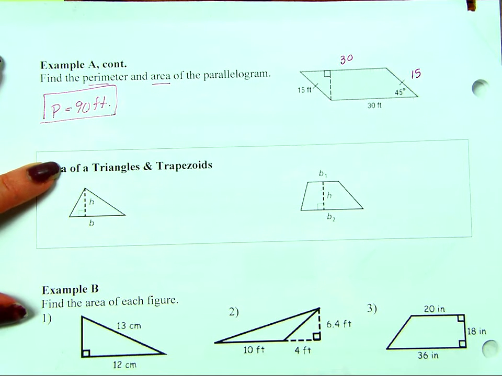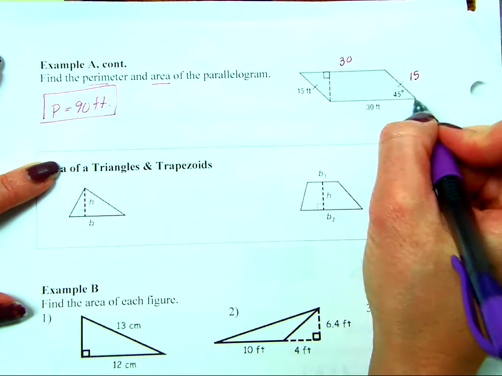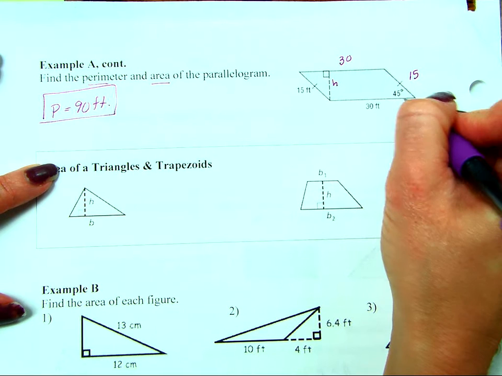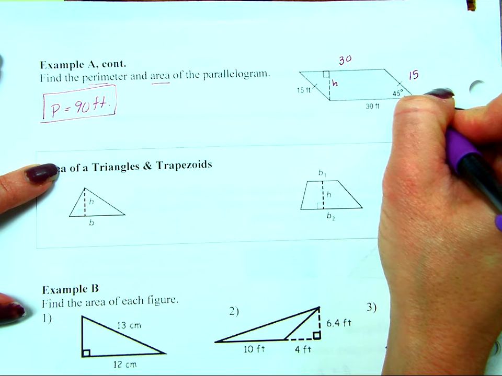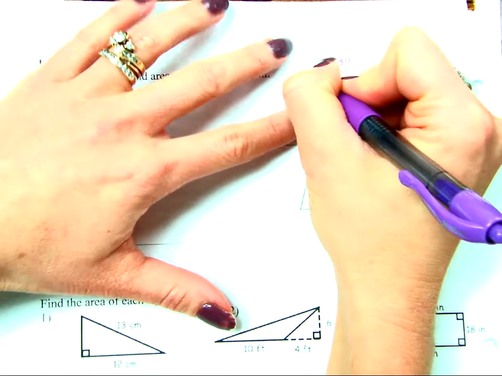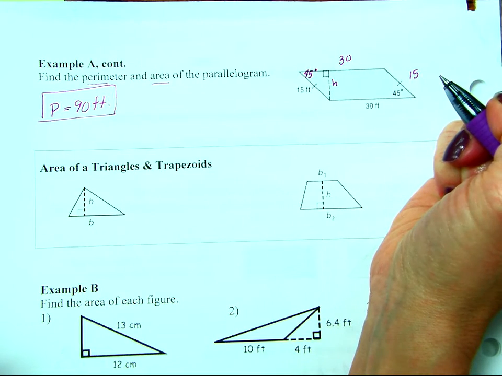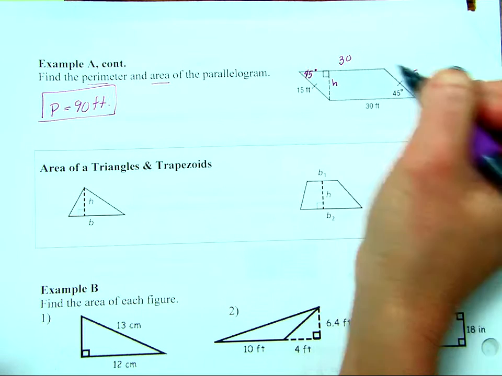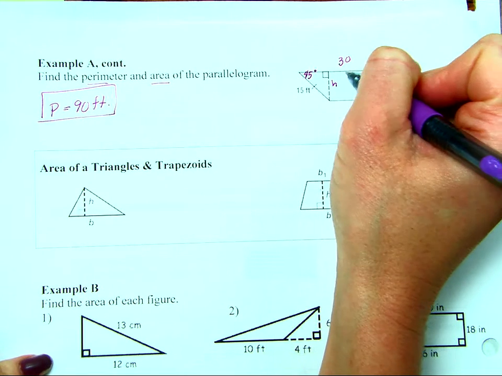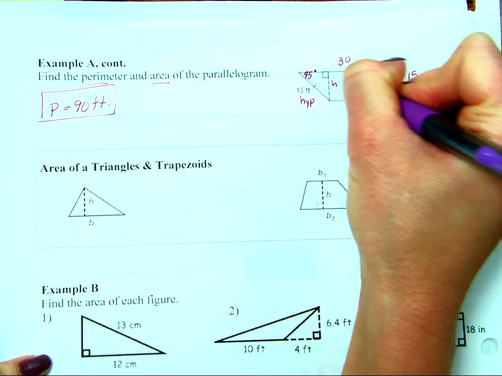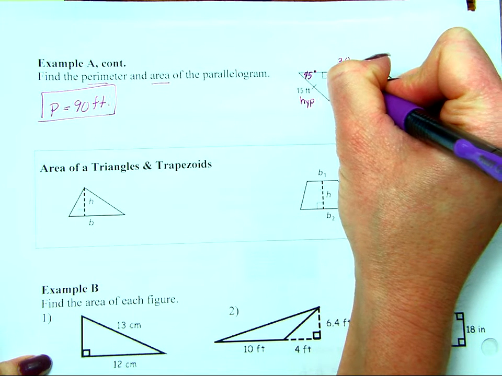Now my area is a little bit trickier because I need base times height. My base is 30, but it looks like we don't have a measure for our height. However, I see here that I have a 45-degree angle in this corner. And if this is 45 degrees, this angle up here is 45 degrees. If I have a right triangle, I can go ahead and use my trigonometry. Here in my right triangle, I know this would be the hypotenuse, and I know this would be the opposite.